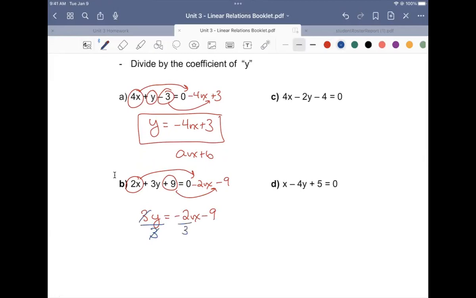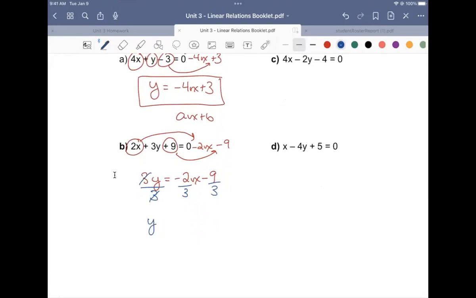So I'm going to do negative 2 over 3, and I cannot forget to do negative 9 over 3 as well. So this will end up being y is equal to negative 2 over 3x. This is a common mistake I noticed on the test, so I do want to point it out. If you see something like this, remember you can reduce that to lowest form.